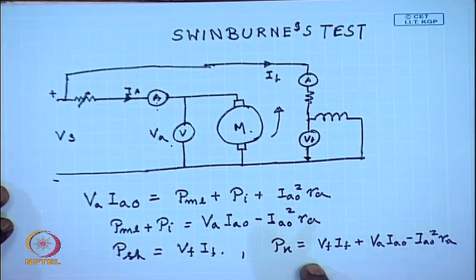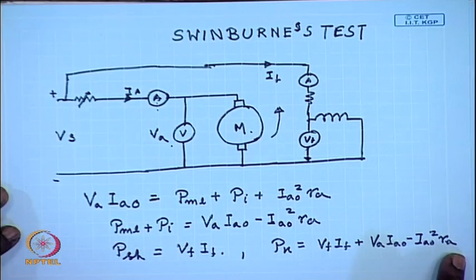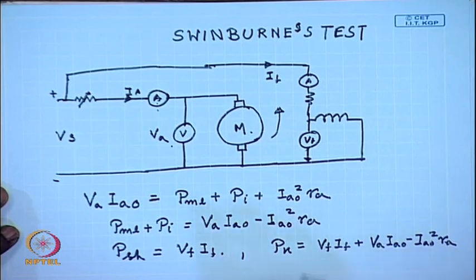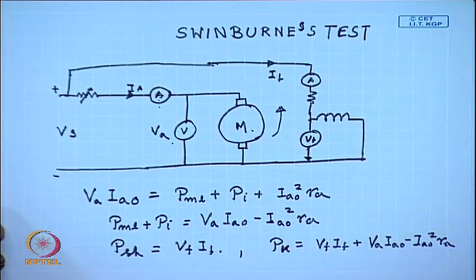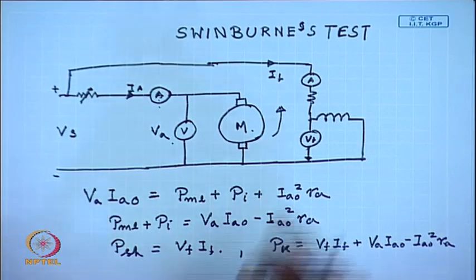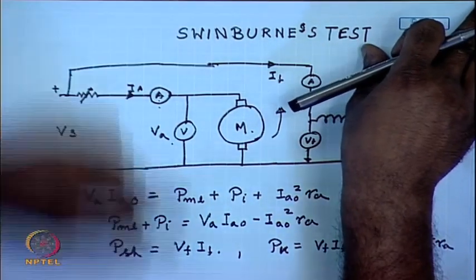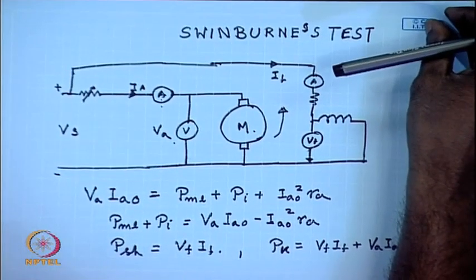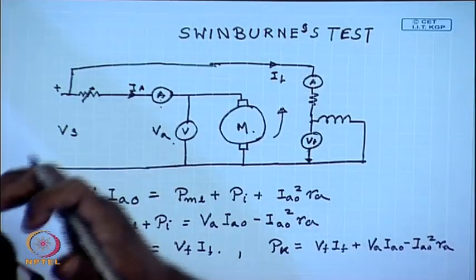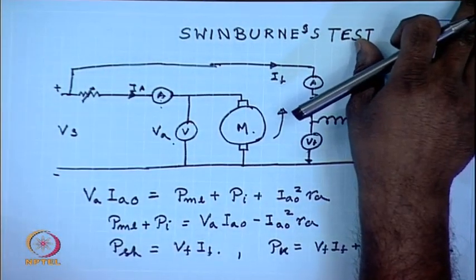In order to compute Pk, we need to find out what is Ra. This includes also the brush contact drop. So, this Swinburne test usually gives the different components of the fixed losses, but since this is a no load test, the load loss components cannot be determined, particularly the stray load cannot be determined, and since this is a cold run test, the machine temperature does not rise up to the rated value.